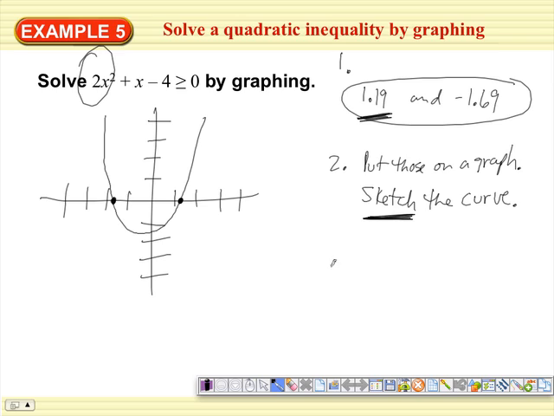We're using this to get our answer. Okay? Here we go. Sketch the curve. We did. Step number 3 is actually just interpret your results. Here's where people struggle, right here. Try to understand me when I do this, okay?